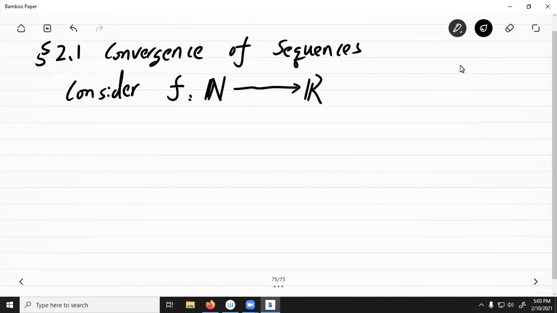So how does it map? Any element in capital N we denote by n. We draw this line, which means n will be mapped by this function f. The image would be f of n. So every natural number, you will have an f of n.